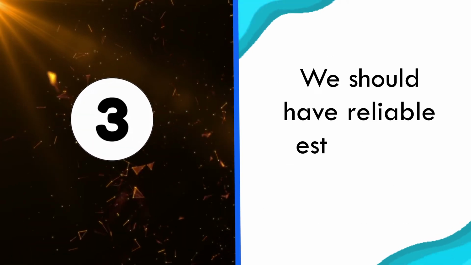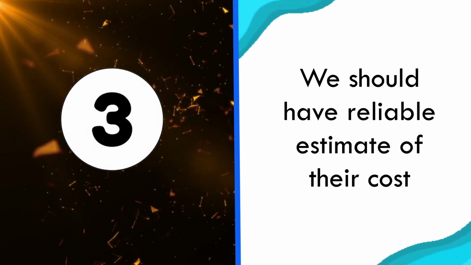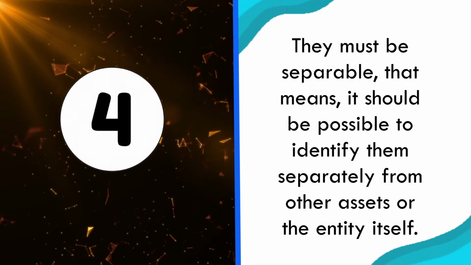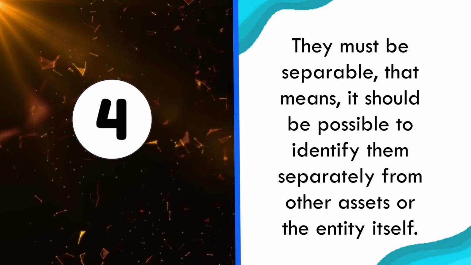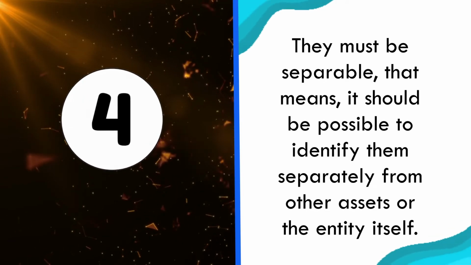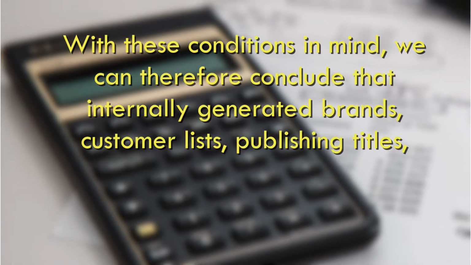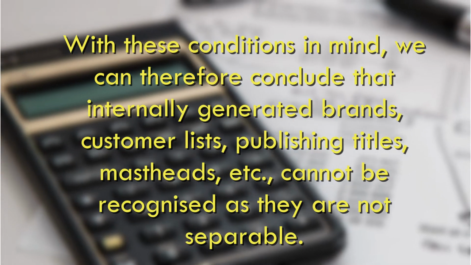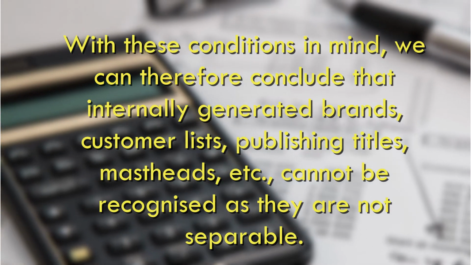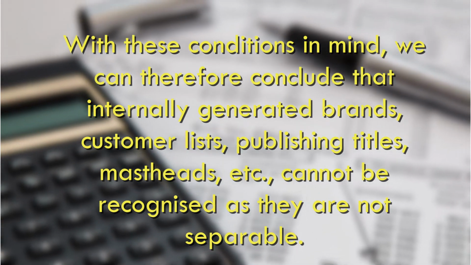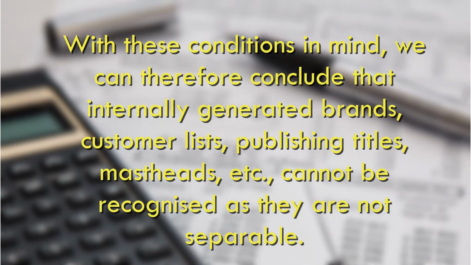3. We should have a reliable estimate of cost. 4. They must be separable, that means it should be possible to identify them separately from the other assets as well as the entity itself. With these conditions in mind, we can therefore conclude that internally generated brands, customer lists, publishing titles, mastheads, etc. cannot be recognized as they are not separable.